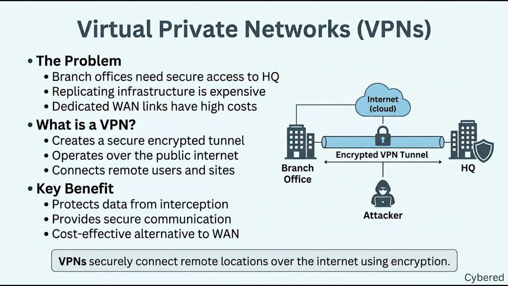While this allows offices to connect and share resources, dedicated WAN services often involve significant monthly costs. A more flexible and cost-effective solution is to implement a virtual private network. A VPN creates a secure, encrypted tunnel between two or more devices over an untrusted network such as the internet. Any data sent through this tunnel is encrypted, protecting it from interception or unauthorized access.